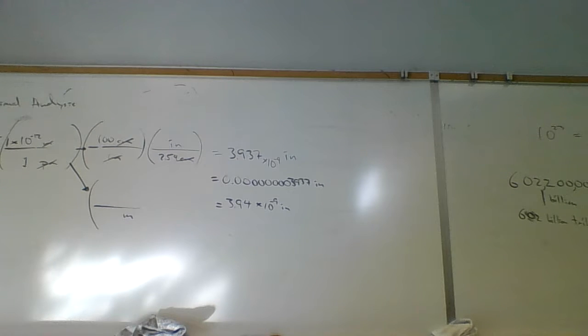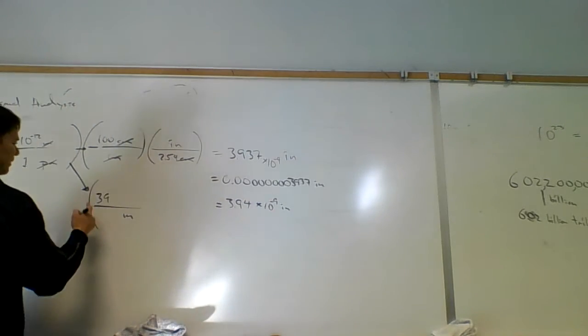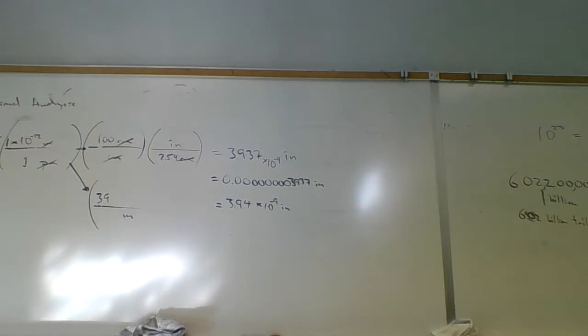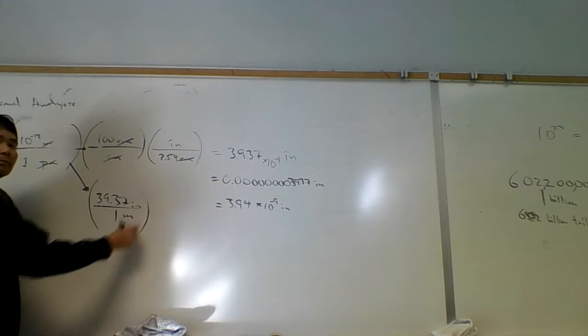So it's 39.37007874 inches in 1 meter. Now, how many sig figs should I use here? Because I can use a lot. I can use 4, 8, or 10 sig figs. With 10 sig figs in that number, should I use all 10? No, it's not necessary. The guideline is to use at least 1 more than you're given. And so let's say our given is 3, then we should use 4 sig figs here. So I'm just going to go 39.37 inches in 1 meter.